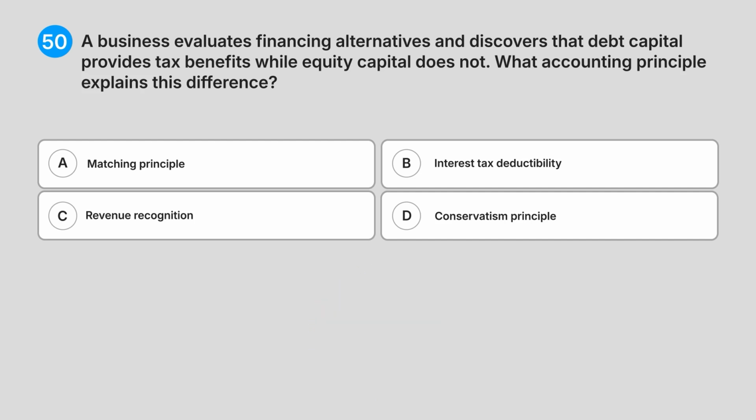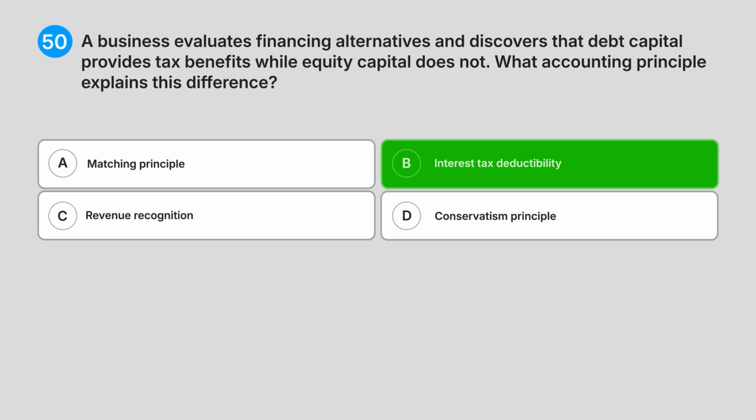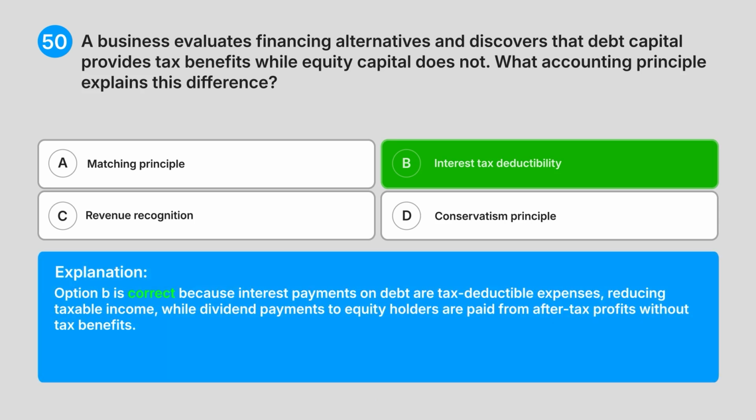Correct answer. B. Interest tax deductibility. Explanation. Option B is correct because interest payments on debt are tax-deductible expenses, reducing taxable income, while dividend payments to equity holders are paid from after-tax profits without tax benefits.